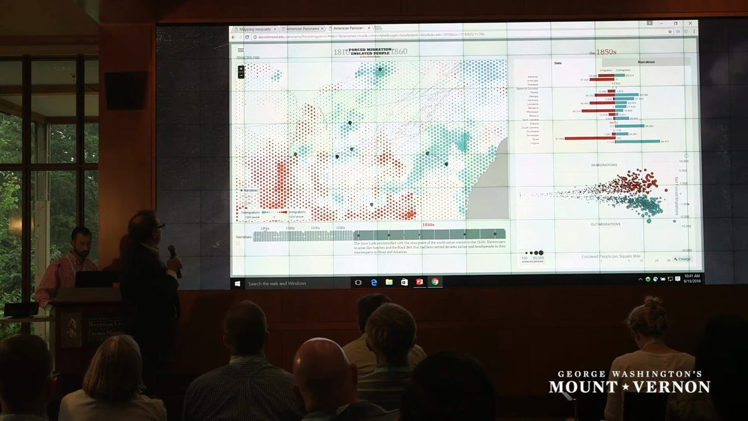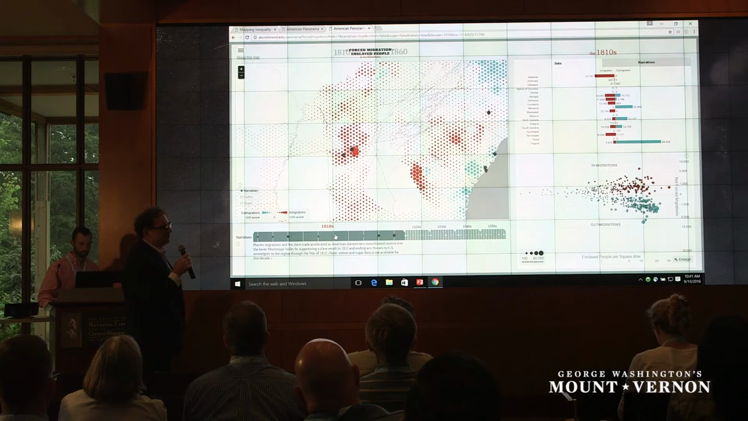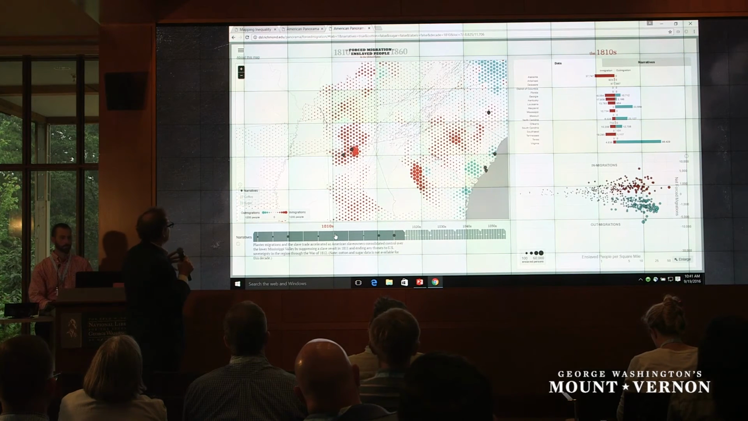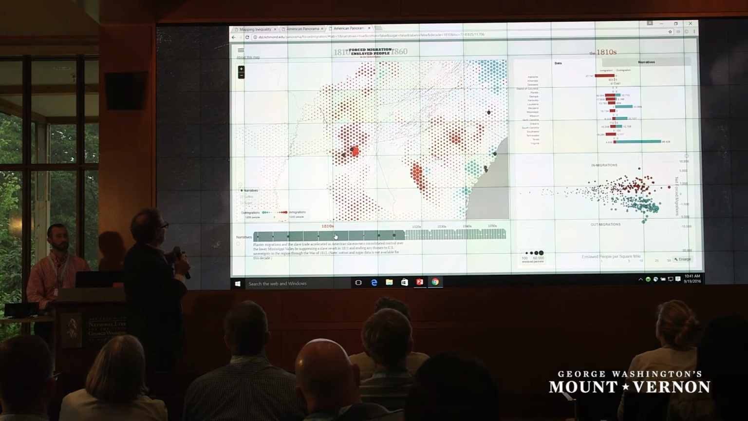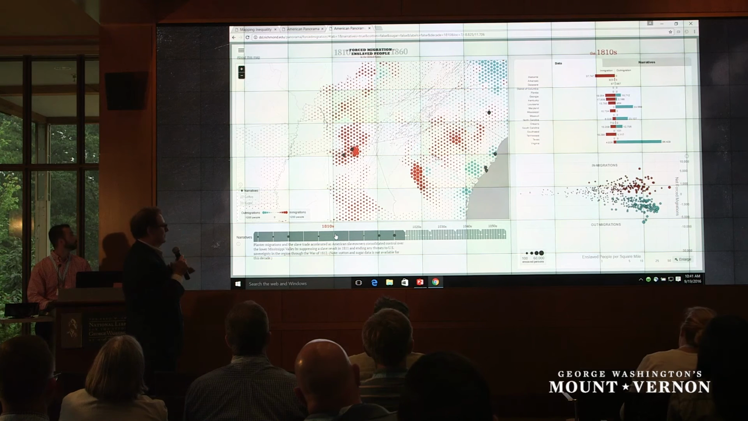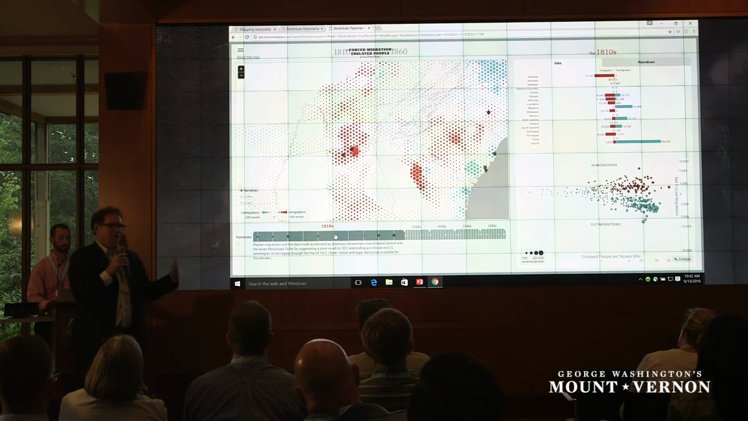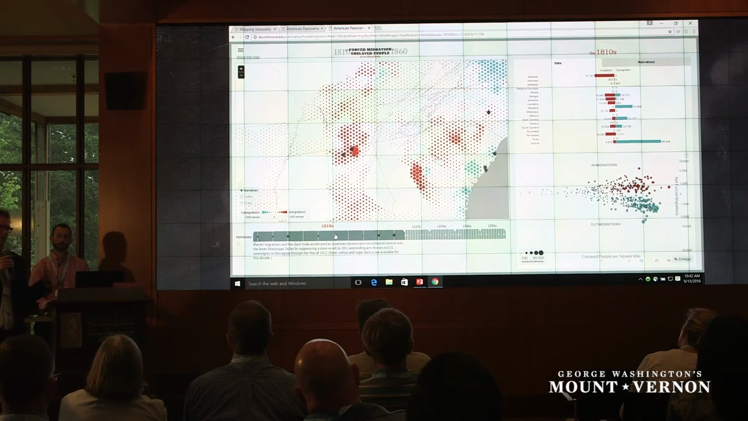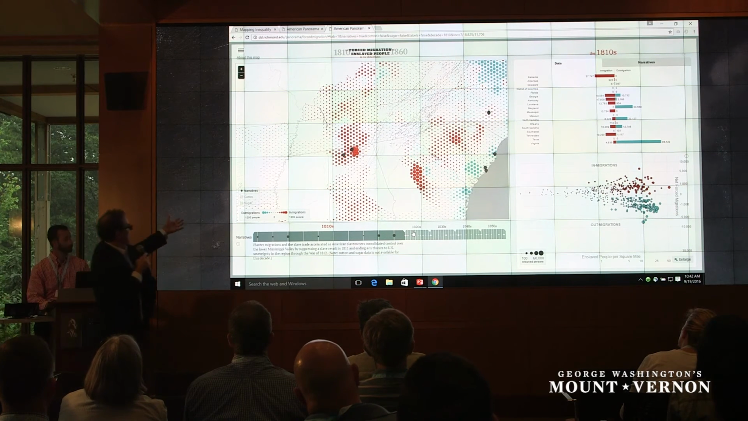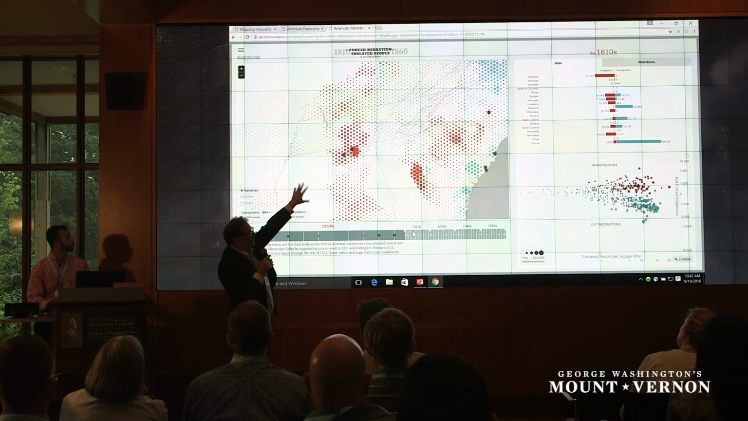So one story we're interested in telling with this is how the slave trade was a generational ordeal for African American families, right? So what you're seeing here, this is 1810, right? So you don't ever see much in the mountains, right?